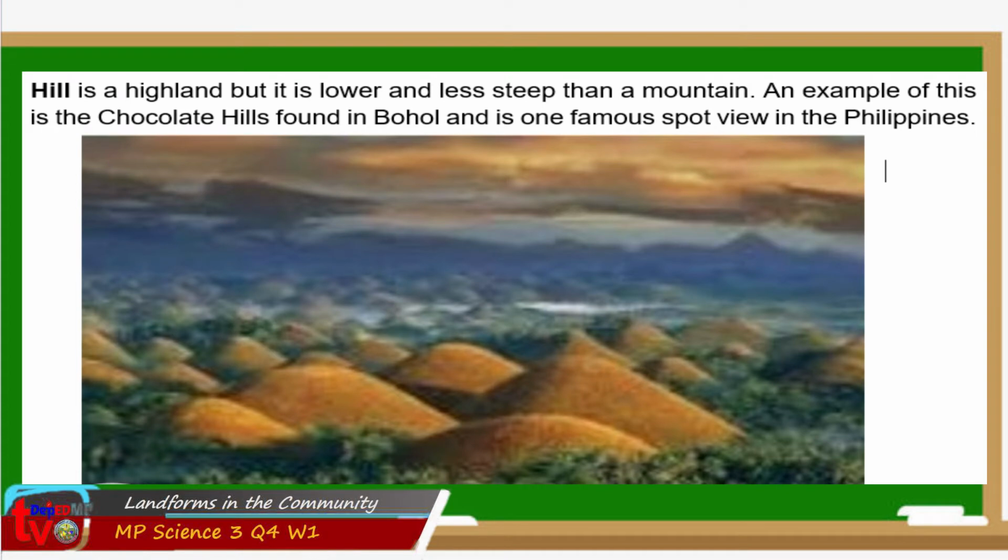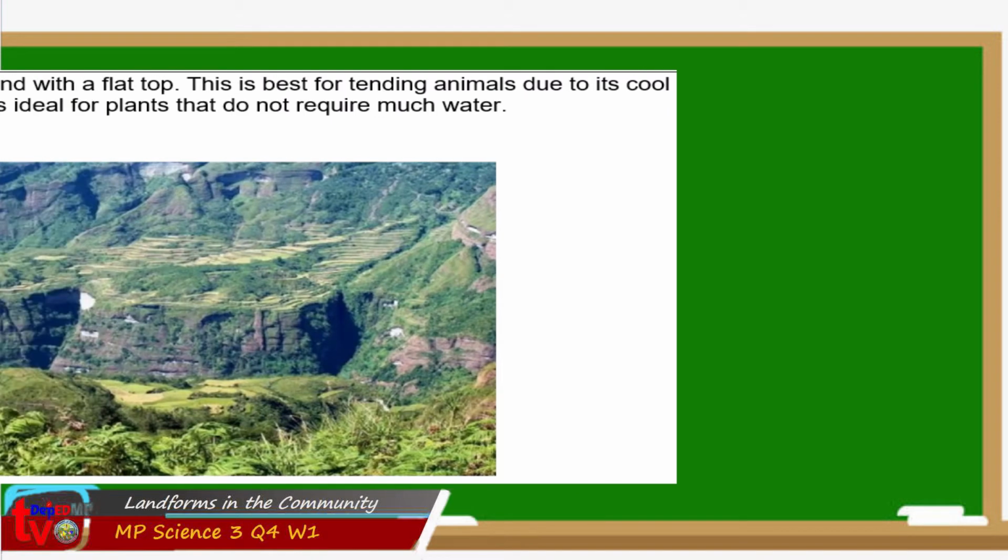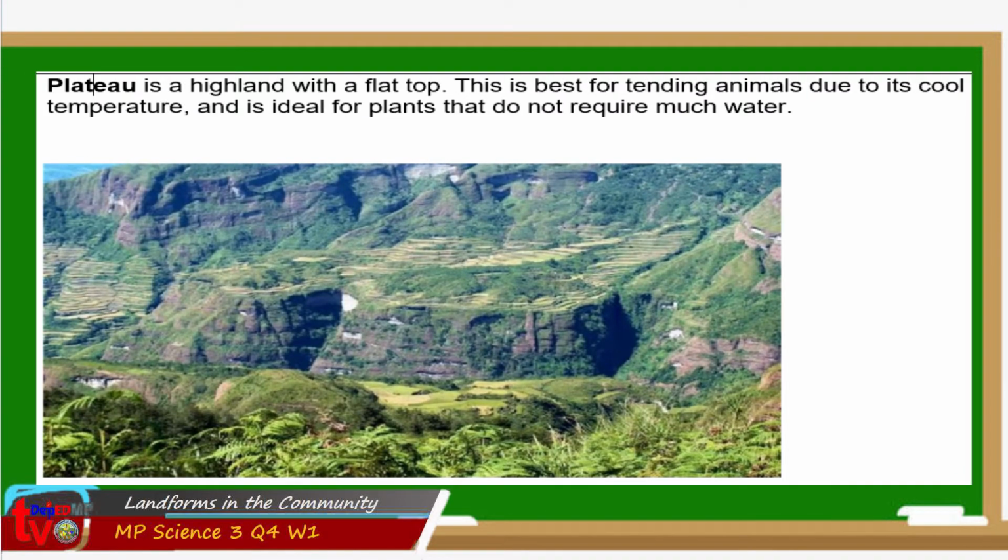Hill is a highland, but it is lower and less steep than a mountain. An example of this is the Chocolate Hills found in Bohol and is one famous spot view in the Philippines. Plateau is a highland with a flat top. This is best for tending animals due to its cool temperature and is ideal for plants that do not require much water.